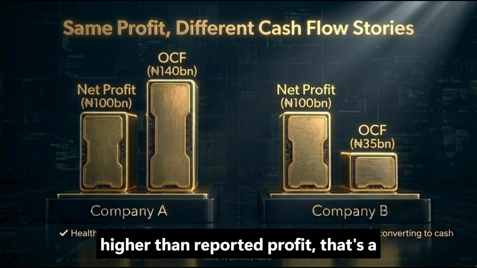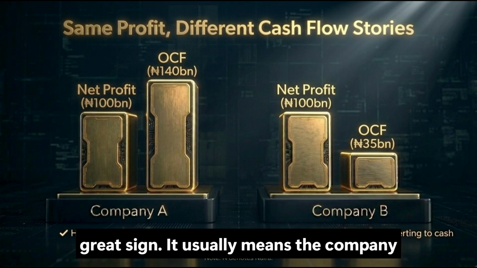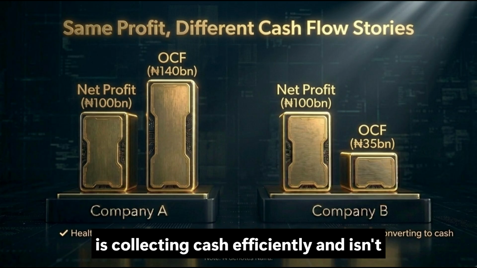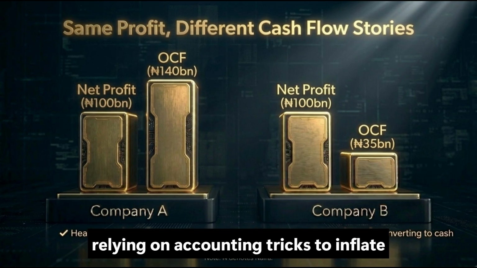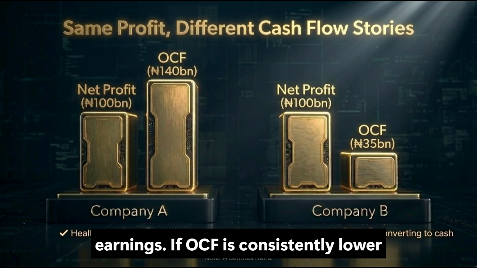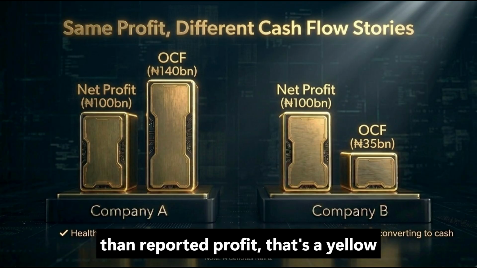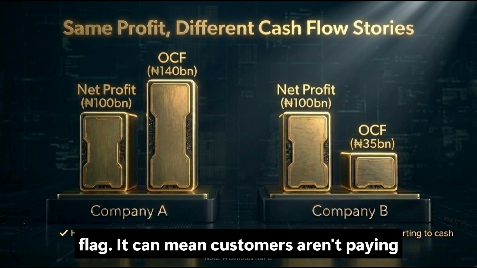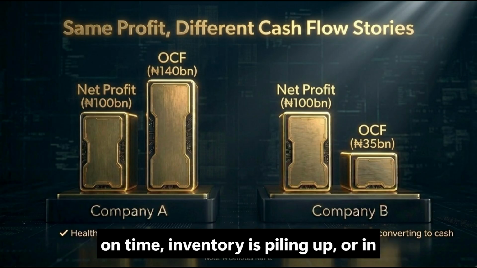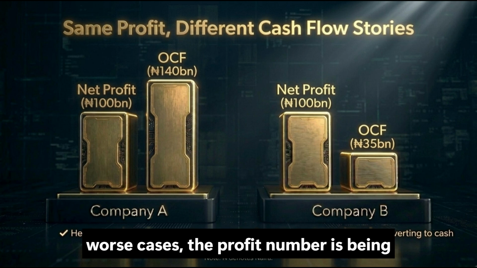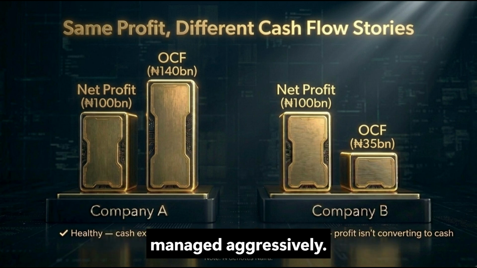If OCF is consistently higher than reported profit, that's a great sign. It usually means the company is collecting cash efficiently and isn't relying on accounting tricks to inflate earnings. If OCF is consistently lower than reported profit, that's a yellow flag. It can mean customers aren't paying on time, inventory is piling up, or in worse cases, the profit number is being managed aggressively.